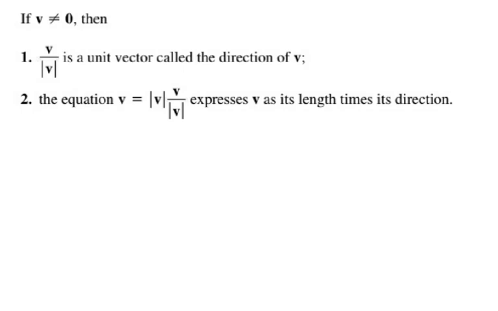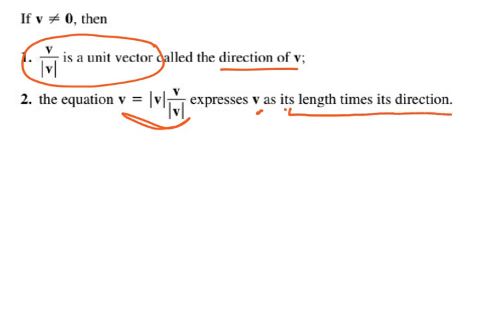So reiterating what I just said, as long as our vector that we are considering is not the 0 vector, then v divided by its magnitude is the unit vector, and it's in the same direction, but it's a shorter length. It is of length 1. A unit vector is length 1. And this equation right here, v equals the magnitude of v times the unit vector, v over its magnitude, which is balanced. If you think about crossing that out, that would just be v equal to v. This expresses v as its length times its direction.